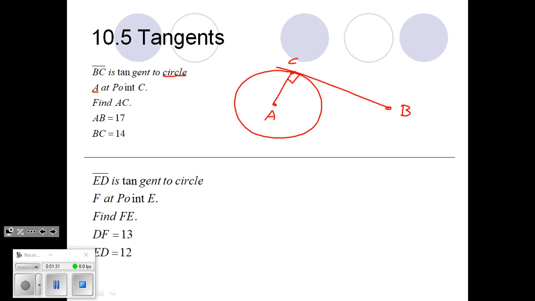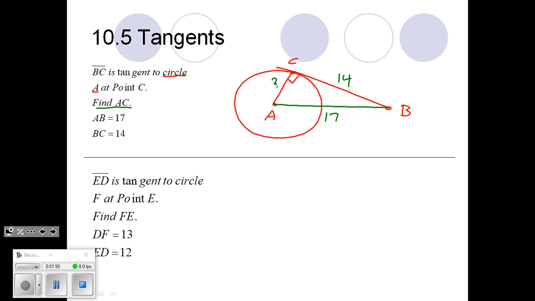So we're going to finish it, and I'm going to draw a nice green line here from A to B and show that that's the hypotenuse of our right triangle. And our point is we're trying to find AC here. So we're actually going to try to find this length. AB is 17 units long, and BC is 14 units long.